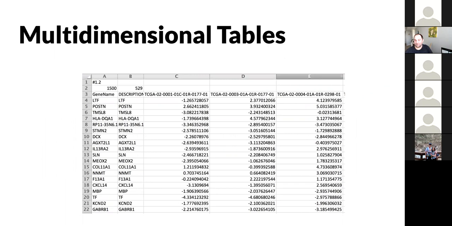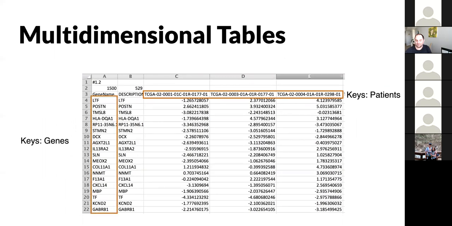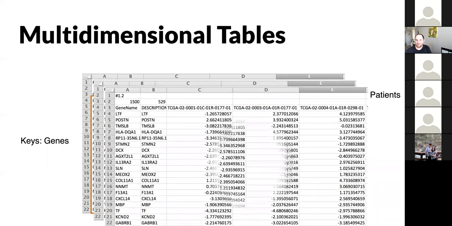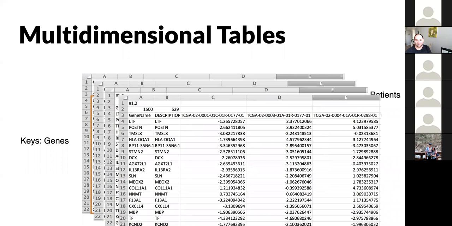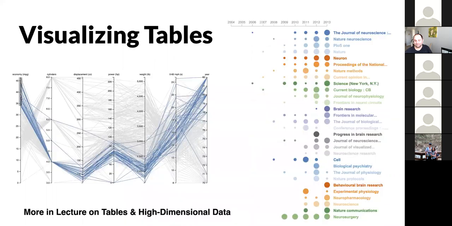I have the keys here. This is like a list of gene expression data for patients and for genes. So the keys are patients, the keys are genes, and then we can stack multiple of these runs on top of each other. So we could measure different things. We could measure this at multiple time points and multiple locations and so on, and that way we stack that, and then we generate a multidimensional table.